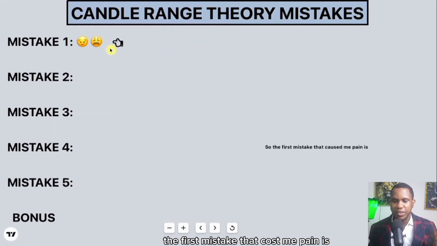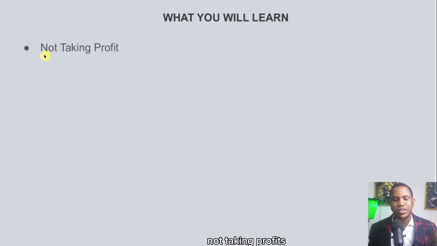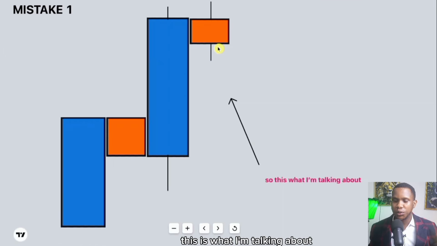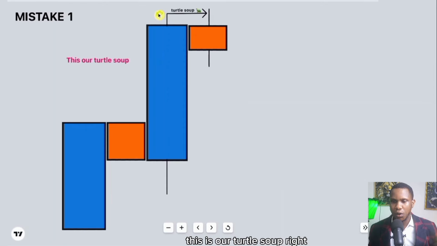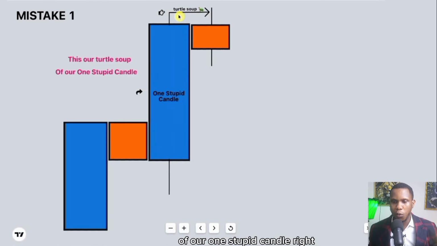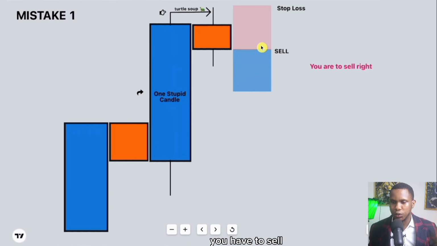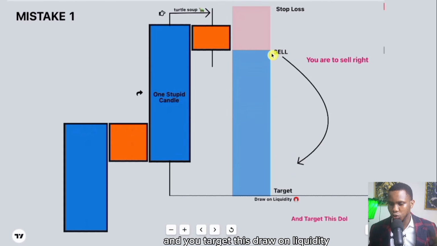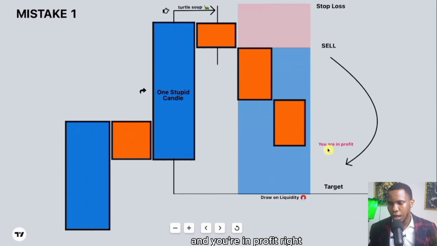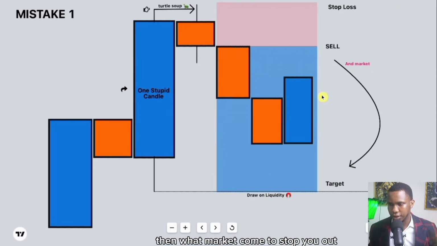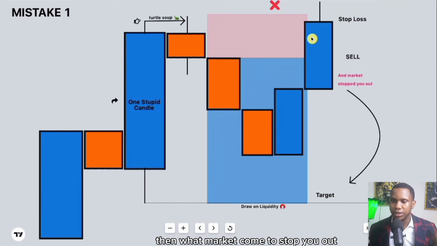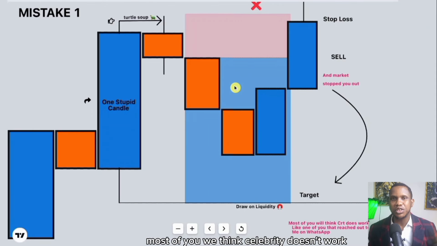First mistake that caused me pain is not taking profits. This is what I'm talking about. This is our turtle soup, right? Of our one stupid candle, right? You have to sell, right? And you target this row on liquidity. Let's see. And you're in profit, right? Then what? Markets come to stop you out. Most of you will think CRT doesn't work.